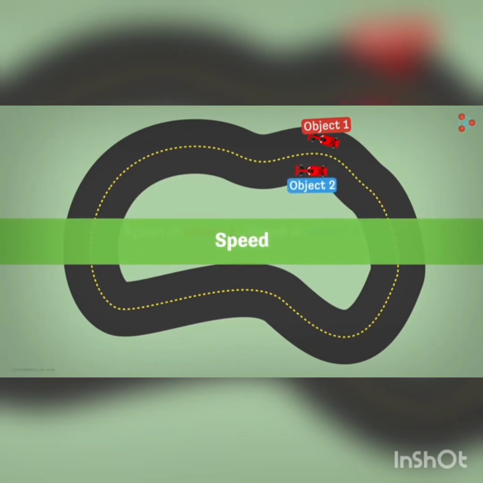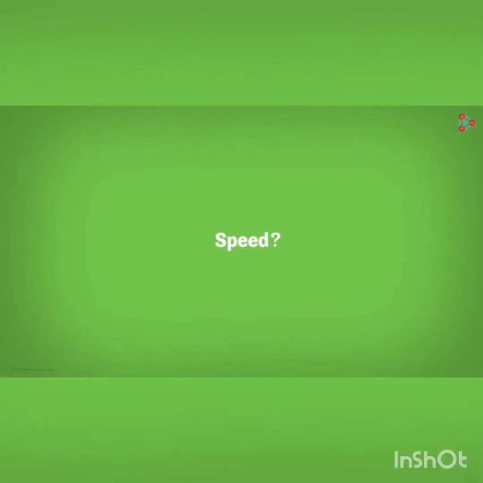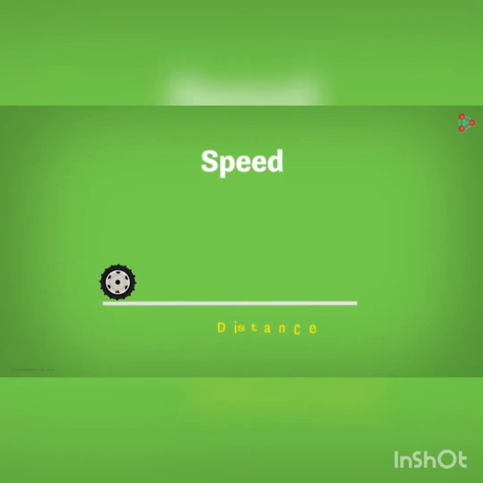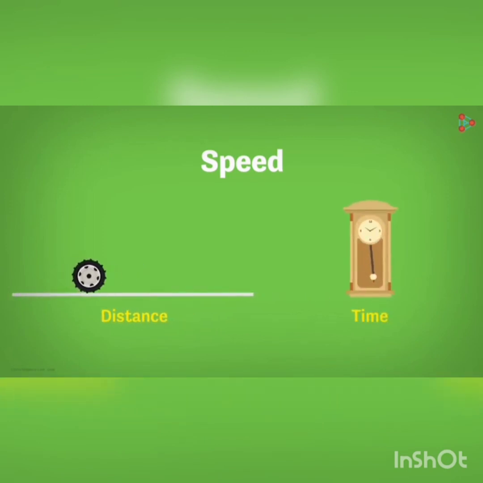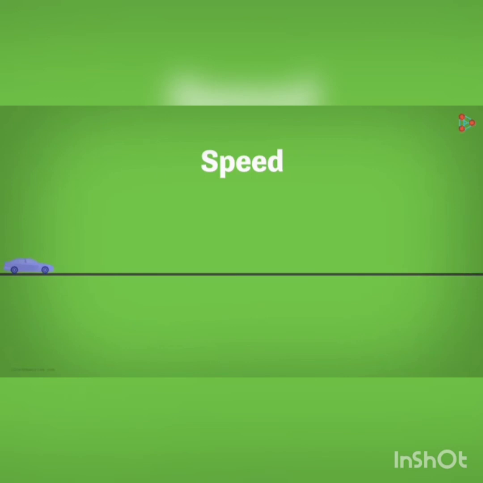Speed is that physical quantity which tells us how fast something is moving. How do we define it? In order to know the speed of an object, there are just two things we need to know. First, the distance traveled by an object in motion. And second, the time it takes to complete that distance.